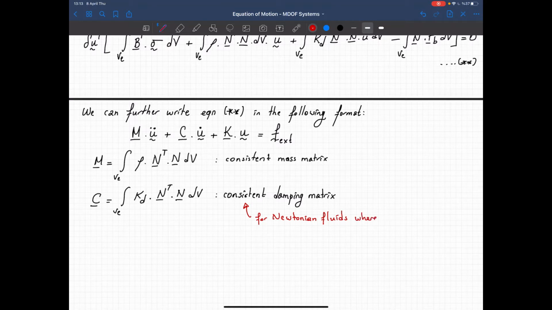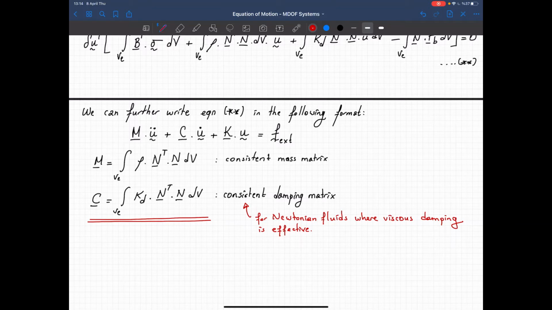Where viscous damping is effective. Okay, in solid mechanics, we don't have viscous damping, but instead of the viscous damping, we have the internal and the structural damping. So that's why we don't use the damping matrix in the following form.